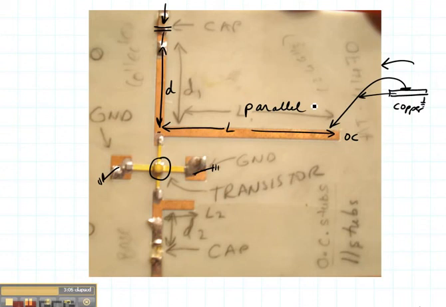Now here's another one. This is the output, and it comes out. There's a stub right here of length L, and it's the distance D. There's a capacitor, blocking capacitor right there as well. So here is a picture of two stubs that are done in parallel, and what we want to define are D1 or D2 and L1 or L2.